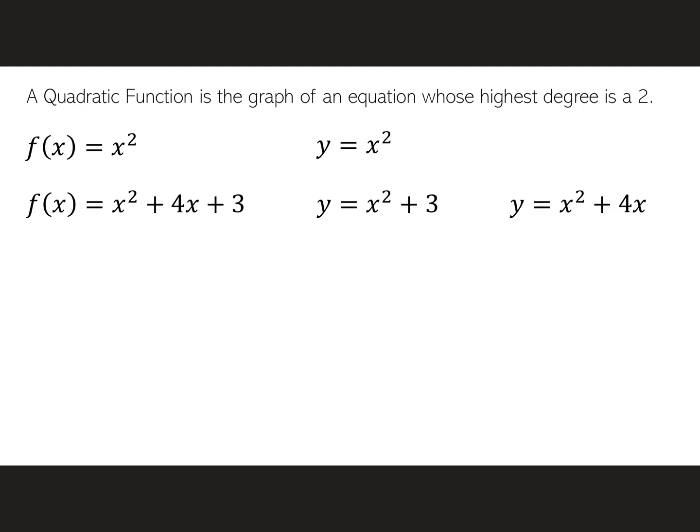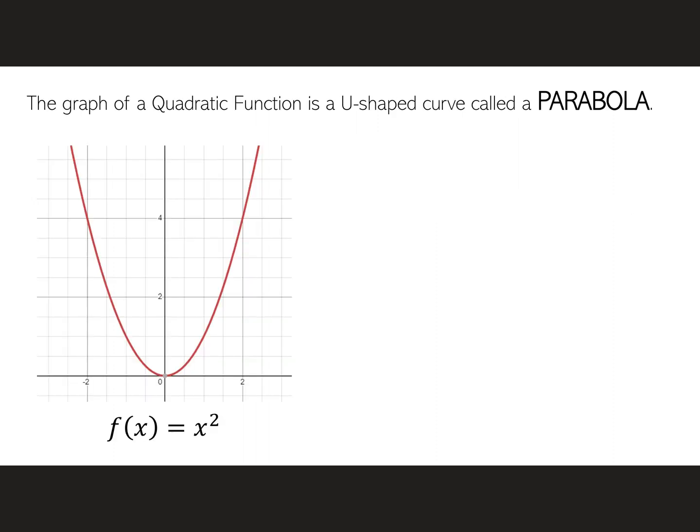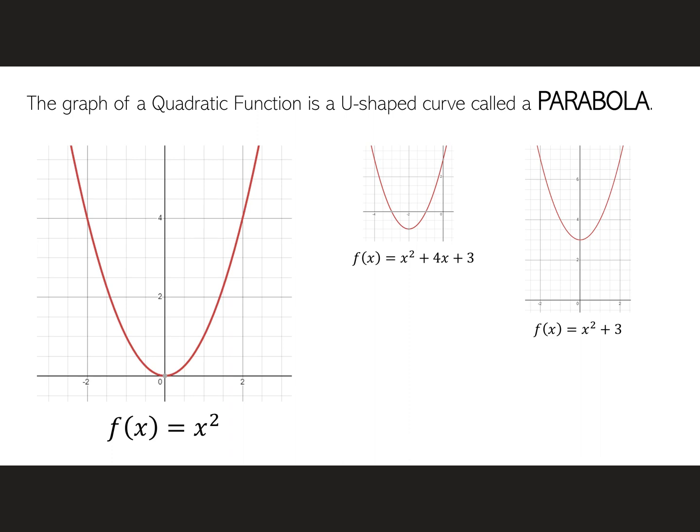So what do we do with all these? What do these look like? Well, the graph of a quadratic function is just a U-shaped curve that we call a parabola. Here's another parabola. As you can see, it still looks like a U. It's just shifted a little bit further from the origin. Sometimes it's much higher than your x-axis. And sometimes the parabola tips upside down like this one.